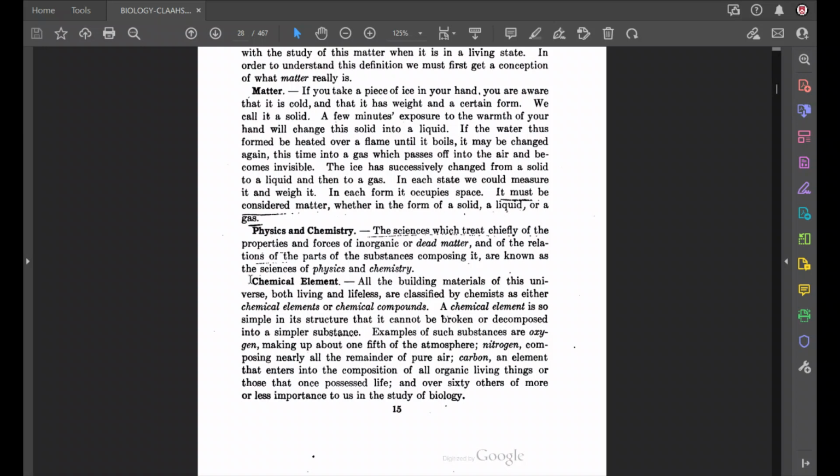So an example would be oxygen. Another example would be nitrogen. Most of the rest of the air we breathe is nitrogen. Oxygen and nitrogen. Carbon is another example of an element. All living things, all physical, material living things, contain carbon.